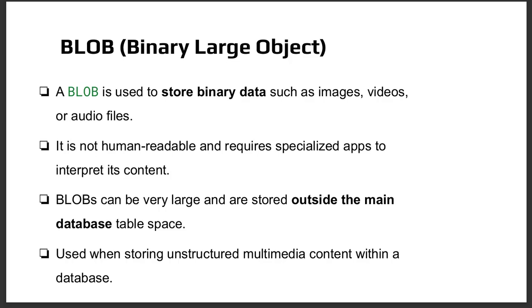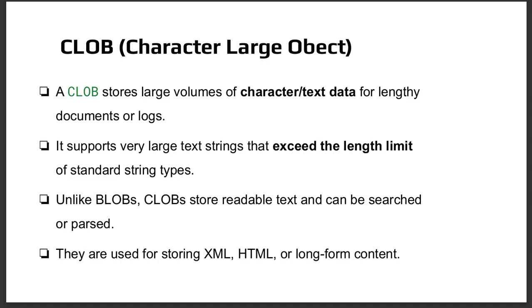A CLOB, C-L-O-B, is a character large object. A CLOB will store large volumes of character and text data. We use them for documents and log files. CLOBs allow us to exceed the length limit of your standard string types. Unlike blobs, CLOBs are readable text, and we can search and query them based on user input. CLOBs are commonly used with extensible markup language XML and web content such as HTML.